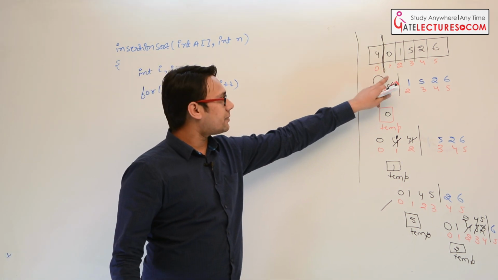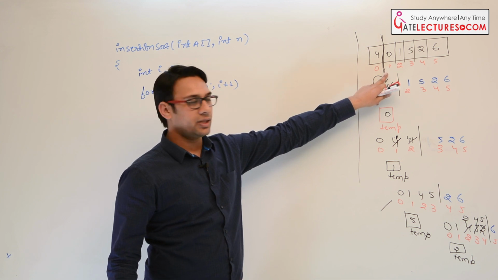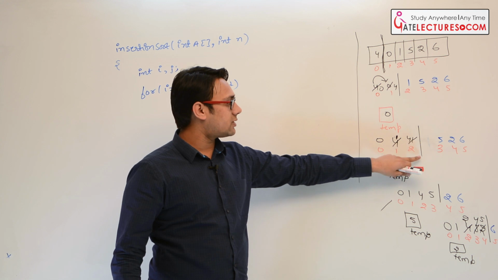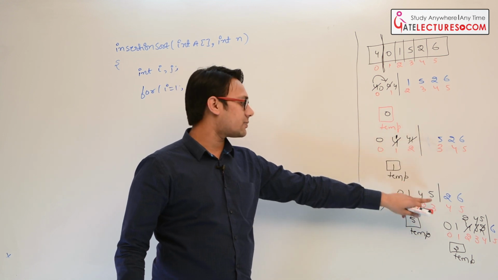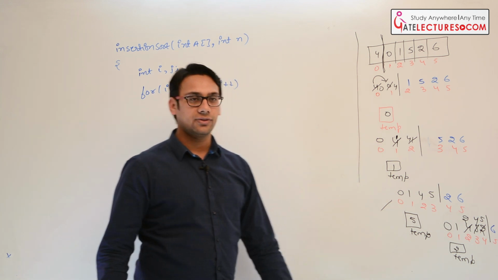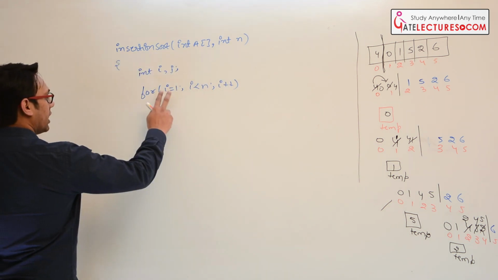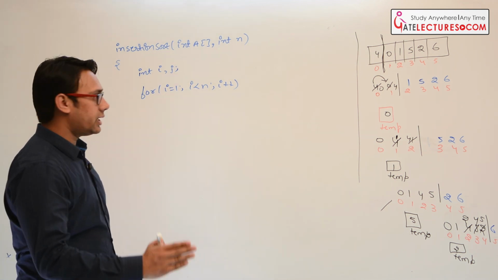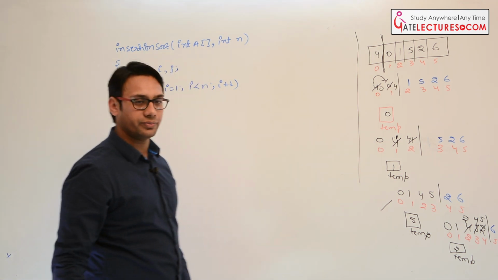The first pass window is at location 1, the next pass window is after 2 data items, the next pass after 3 data items, the next after 4 data items, the next after 5 data items, and so on. So it will be for i is equal to 1 to n, so there will be total n minus 1 passes in this window.